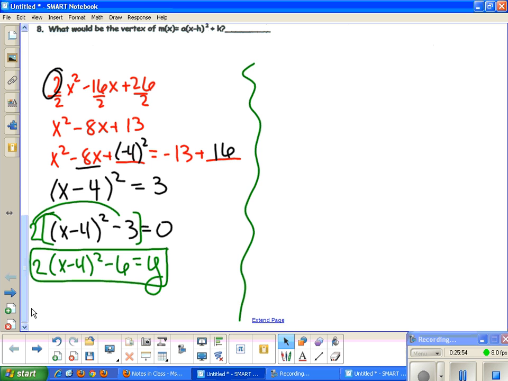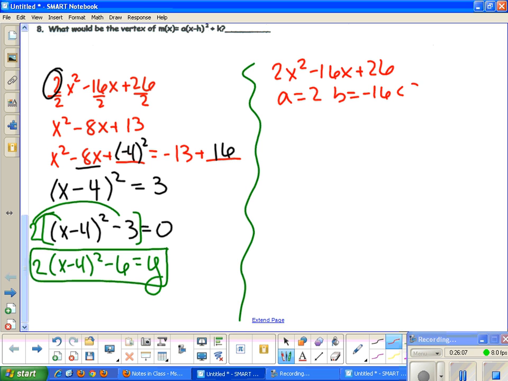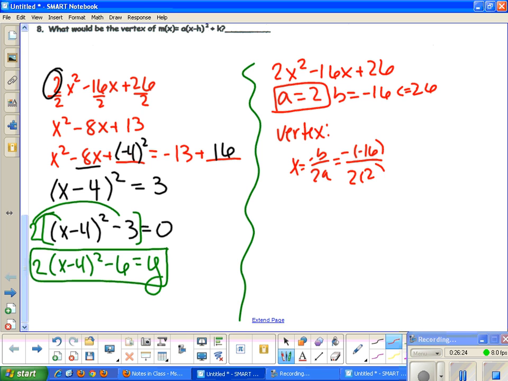The other way that most students usually find easier is by finding the vertex using what we learned and then using the same a value. So 2x squared minus 16x plus 26, I know that my a value is equal to 2, b is negative 16, c is equal to 26. So my a value is going to stay the same. Then my vertex in polynomial form has x coordinate negative b over 2 times a. So negative negative 16 over 2 times 2 would give me 16 divided by 4, which is just equal to 4.